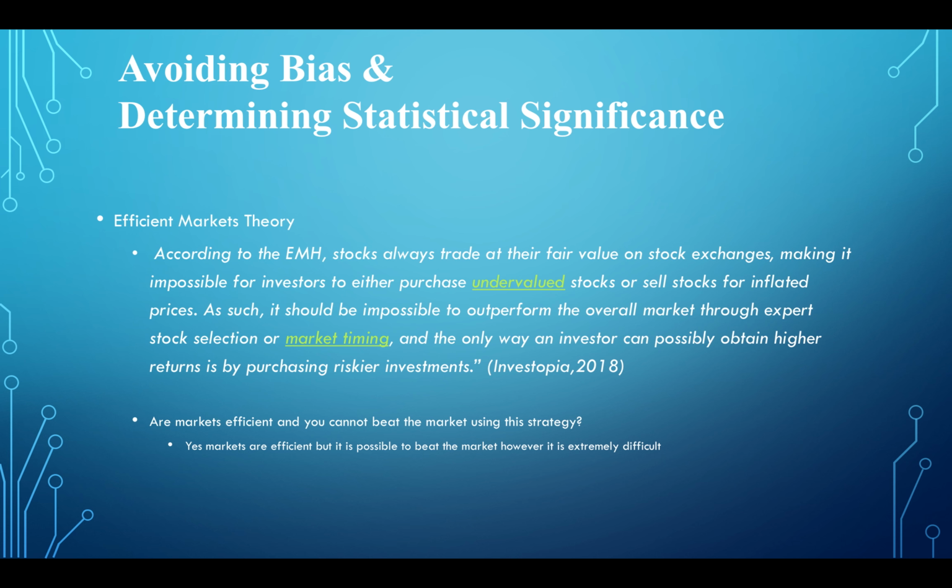And so now explaining the efficient market theory. According to the efficient market theory, stocks always trade at their fair value on stock exchanges, making it impossible for investors to either purchase undervalued stocks or sell stocks for inflated prices. As such, it should be impossible to outperform the overall market through expert stock selection or market timing, and the only way an investor can possibly obtain higher returns is by purchasing riskier investments. And again, this was taken from Investopedia.